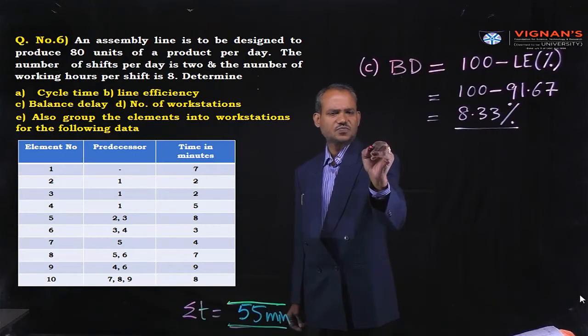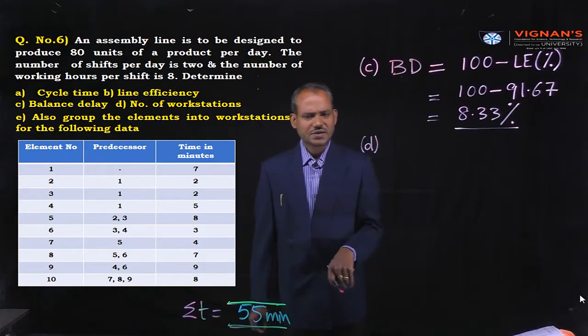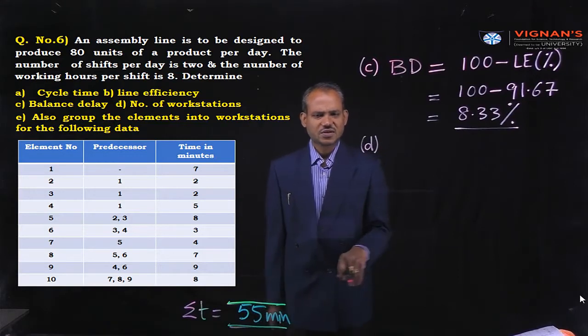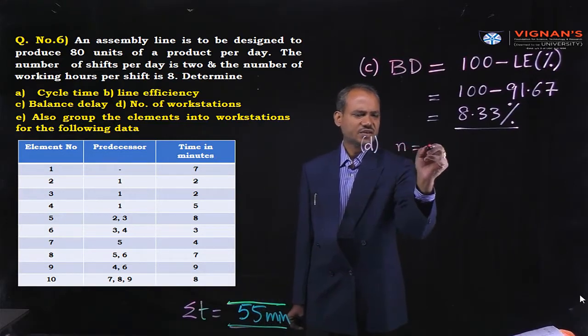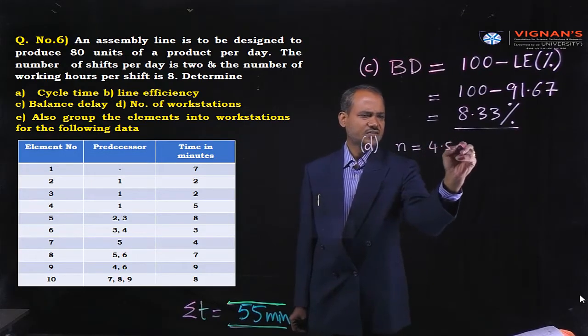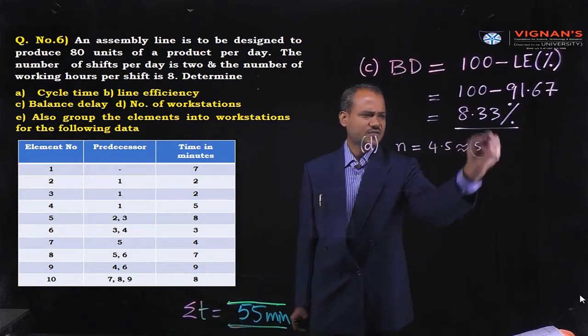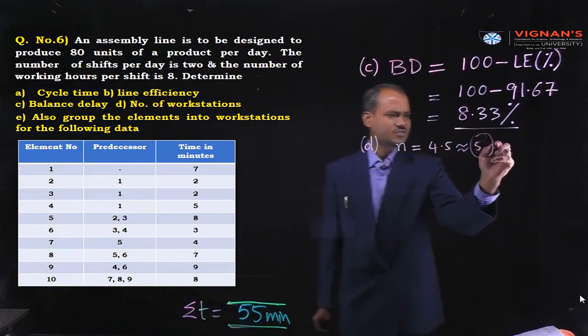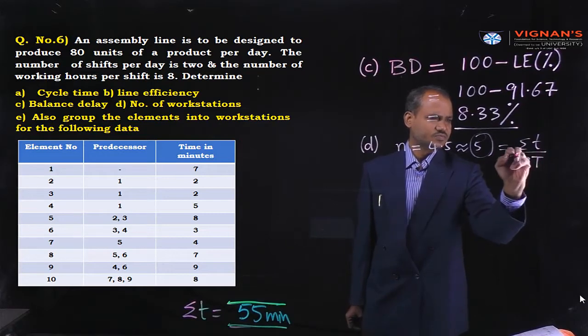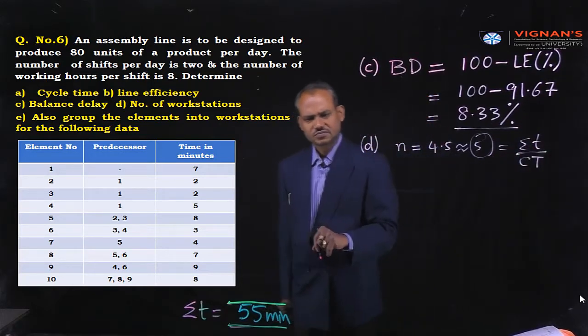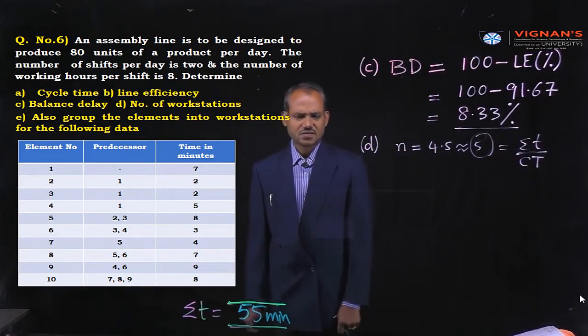Next, D bit. Determine the number of workstations. Already determined. N is equal to 4.5, approximately 5. What is the formula used? Sigma T by Ct. Okay.